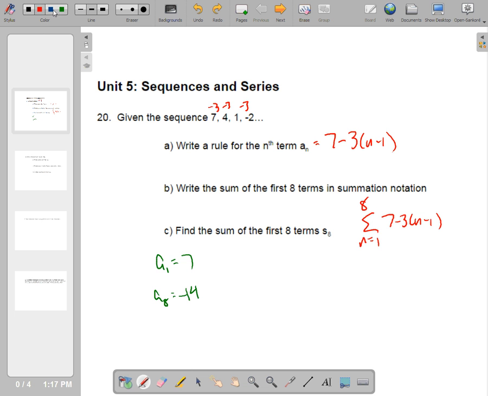So to find the sum of an arithmetic sequence, you average the first and last terms and you multiply by how many there are. So S sub 8 is 4 times negative 7, S sub 8 is going to be negative 28.